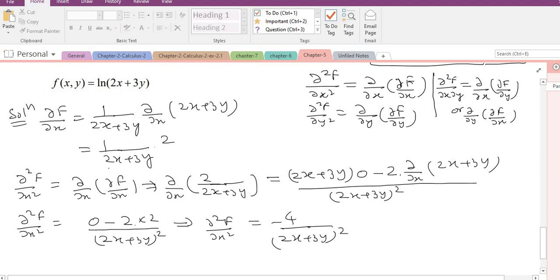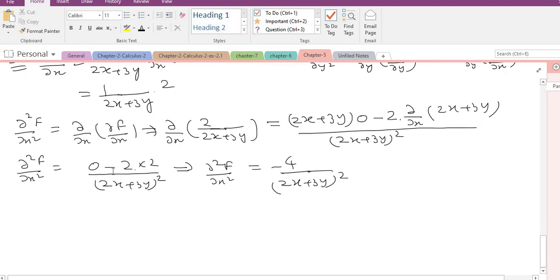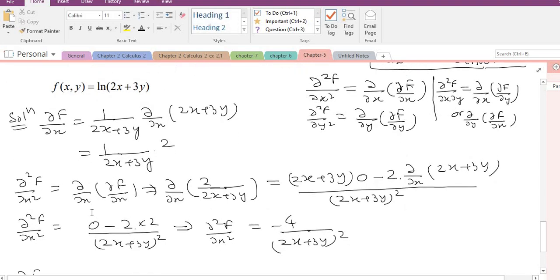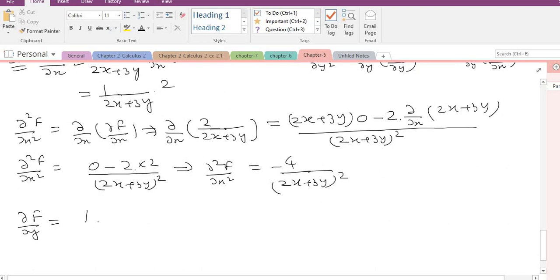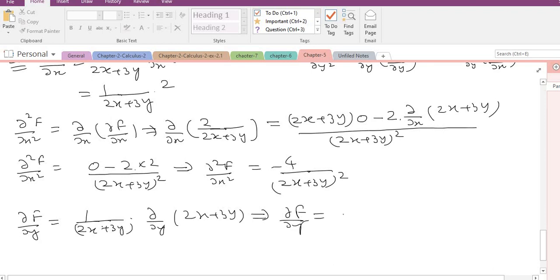Now similarly we can write del 2f del y square. For writing del 2f del y square, first of all we need to know del f del y. So del f del y, again see that one, what is the function? ln. So that means 1 divided by 2x plus 3y and del y of 2x plus 3y. So simplify it. It means del f del y is equal to, see, del y of 2x plus 3y means 3, divided by 2x plus 3y.